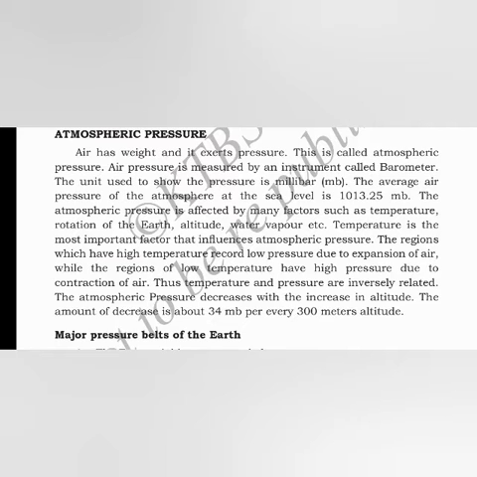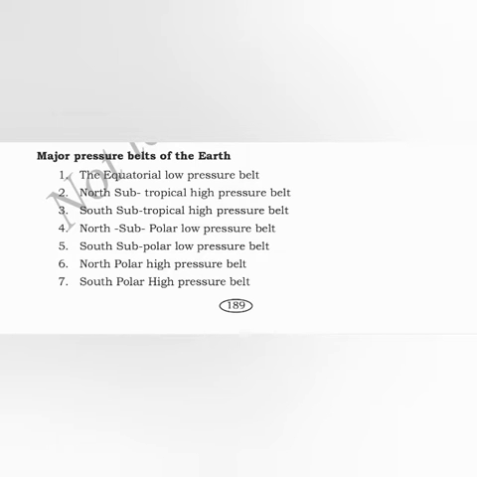When the temperature is low, the pressure is high. When the temperature is high, the pressure is low. The amount of decrease is about 34 MB per every 300 meters of altitude. Altitude means the height in our atmosphere. So we can see the major pressure belts of the earth.